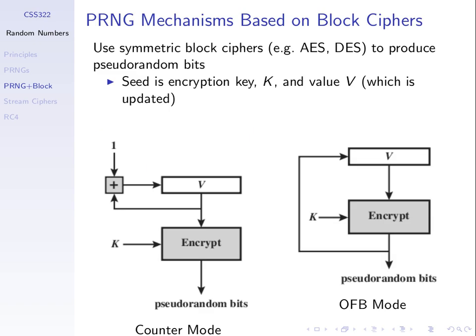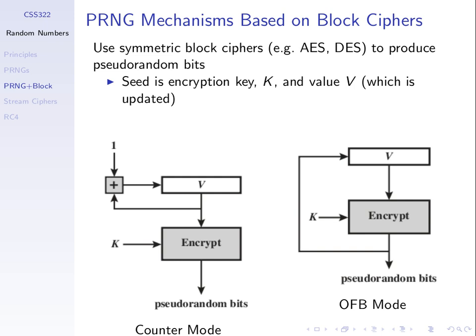Here's an example where the encrypt operation is AES or DES or whatever block cipher we'd like to choose. And we can use different modes of operation to produce a sequence of bits as output. So the seed in this random number generator is some encryption key, the value of K, combined with some initial value V that we choose. And you see in this case, this is counter mode, where the input, let's say, is 0. We encrypt that, we get an output. And then using the same key, we encrypt 1.